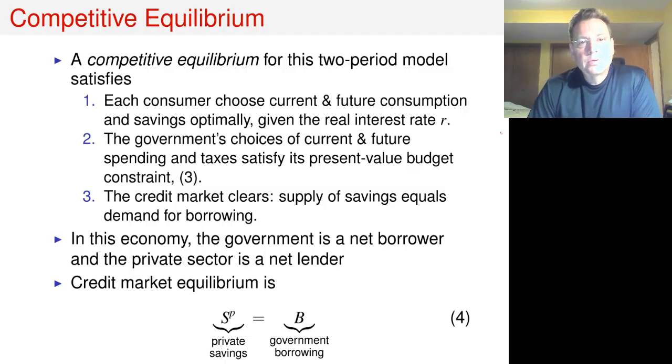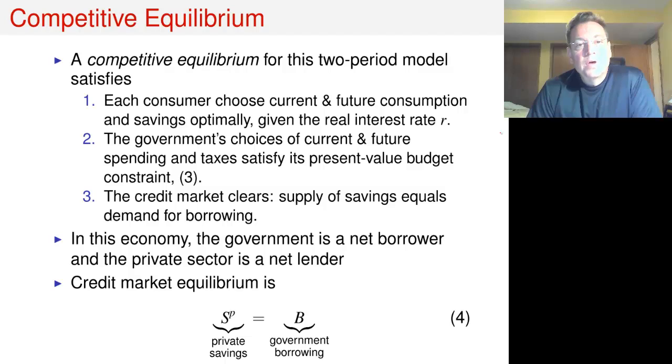As before, we're now going to talk about the general equilibrium of this economy. And we start by defining what we mean by the general equilibrium or competitive equilibrium. So remember that in this economy, the consumers are taking income and taxes as given. And so what we have to ensure is that they are making optimal choices of current and future consumption, given that they're taking the real interest rate as beyond their control.